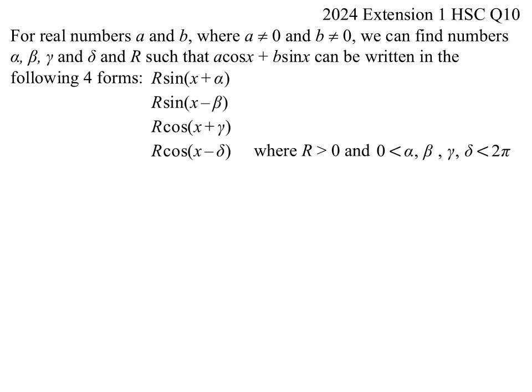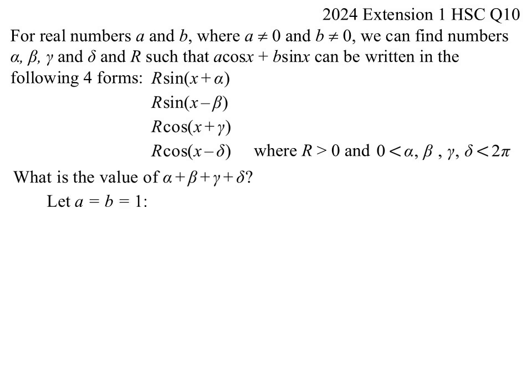Real numbers A and B. A can't equal 0, B can't equal 0. We have to find alpha, beta, gamma and delta and R such that A cos x plus B sin x can be written in any of these 4 forms. Okay. They then said, well, what's the value of alpha plus beta plus gamma plus delta?